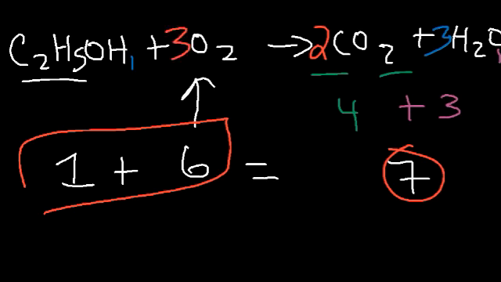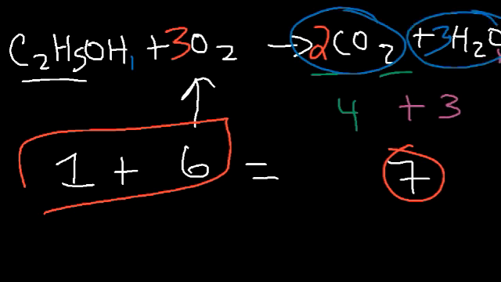So notice that we have a total of 7 oxygen atoms on both sides. We have 4 and 3, which is 7, and 1 and 3 times 2, which is 6, so 6 and 1 is 7. So everything is balanced. We have 2 carbon atoms on both sides, 6 hydrogen atoms, and 7 oxygen atoms.